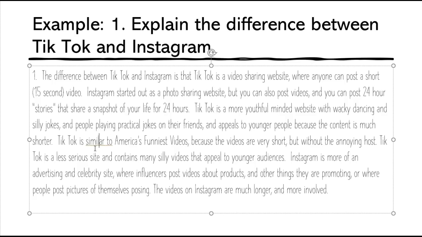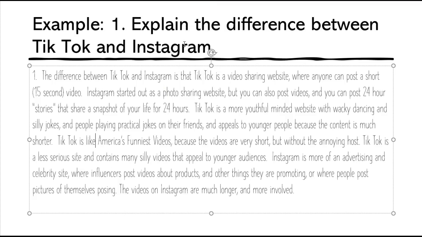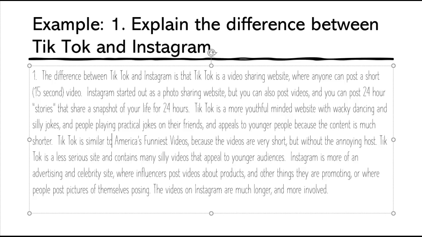better language, more sophisticated language. So you could change it, so all you would have to do is click and it will change TikTok is like, but I prefer sophisticated language, and I'm going to use similar to. And if you take a look, all of the red underlined things are gone. There's nothing that indicates anything is wrong with this except for that one that I changed, and I think it's a better choice of words. It's a more sophisticated choice of words.